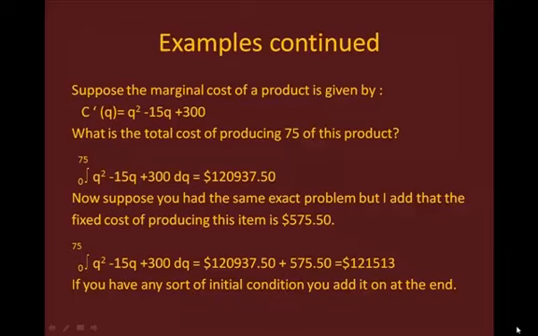$121,513. So any time that you have an initial condition, whether it be fixed cost or an initial population or anything of that sort, you'll still integrate the rate and then add on the initial condition at the end.